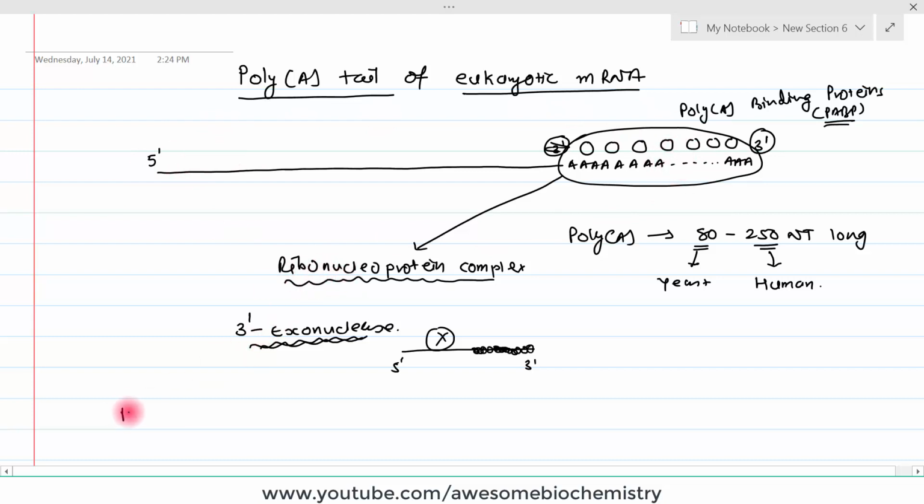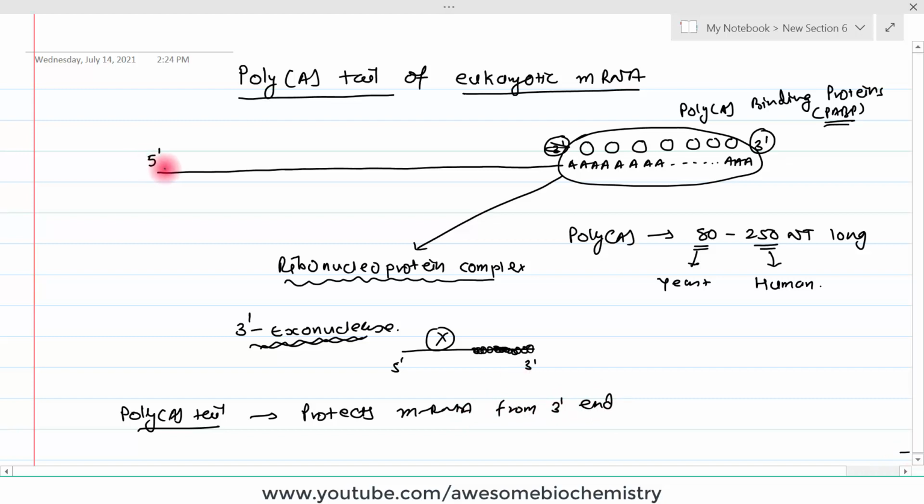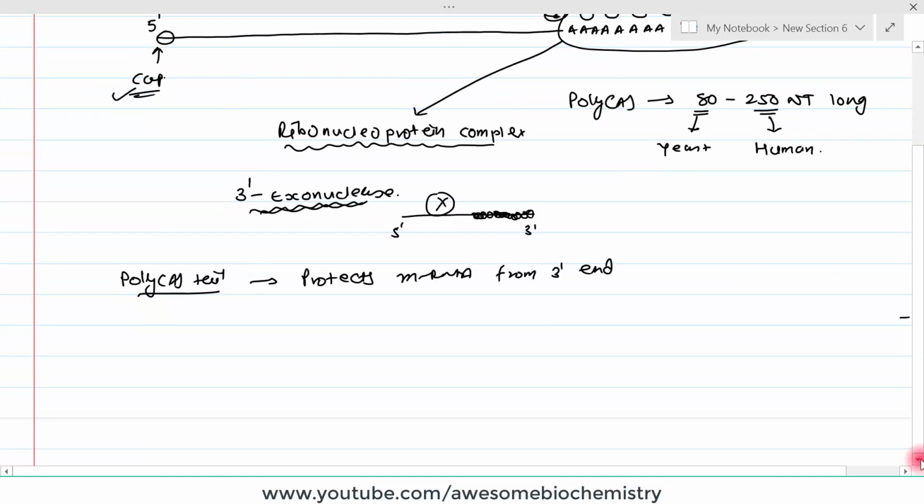So, what does this poly A tail do? Poly A tail protects mRNA from the 3' end, from 3' exonuclease. From the 5' side, we already have a cap structure, which I discussed in the previous video. So, 5' exonuclease is prevented by this cap structure, and 3' exonuclease mediated digestion is prevented by this poly A tail, as the poly A tail has specific affinity with the poly A binding protein.